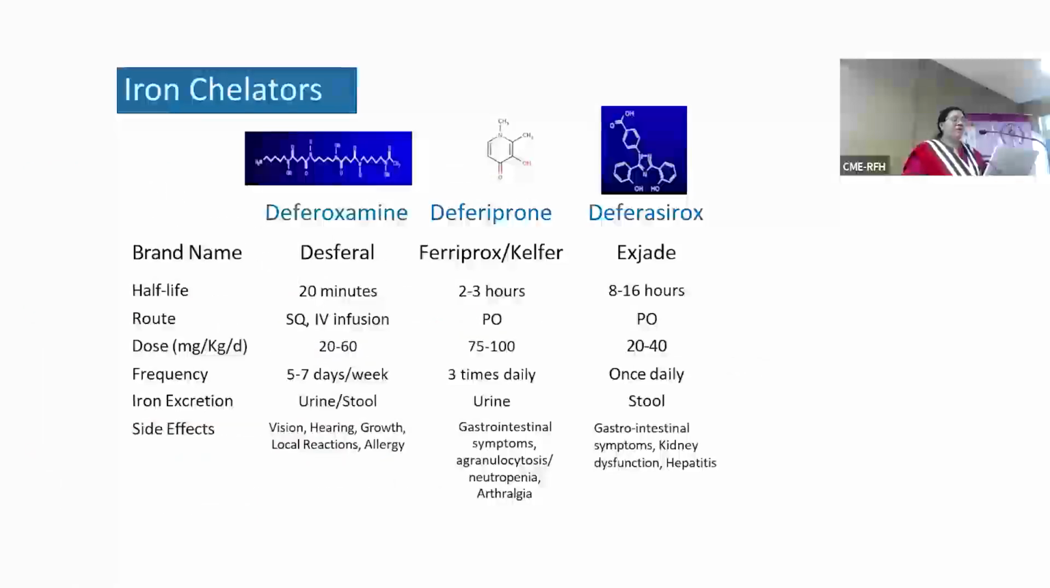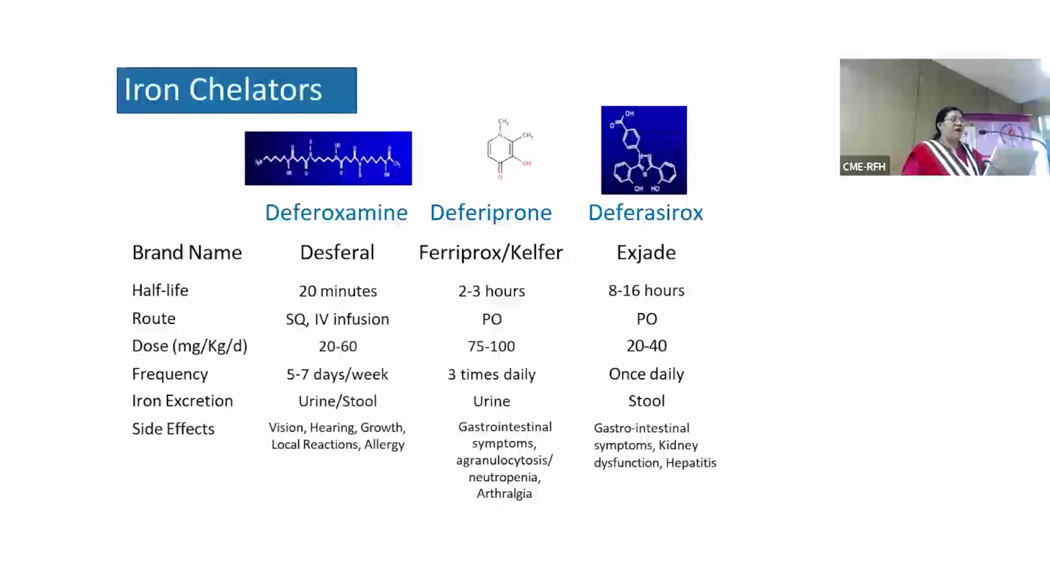We all know these three chelators. I think since we have been doing pediatrics and thalassemia, we have been seeing this table quite often. The comparison of Desferal, Kelfer, and Exjade, that is Deferasirox. As per half-life, we all know the shortest half-life is Desferal, 20 minutes. Quick acting, fast acting, very effective. The oldest and still the gold standard. Kelfer 2 to 3 hours, and Exjade, as I said, 8 to 16 hours.